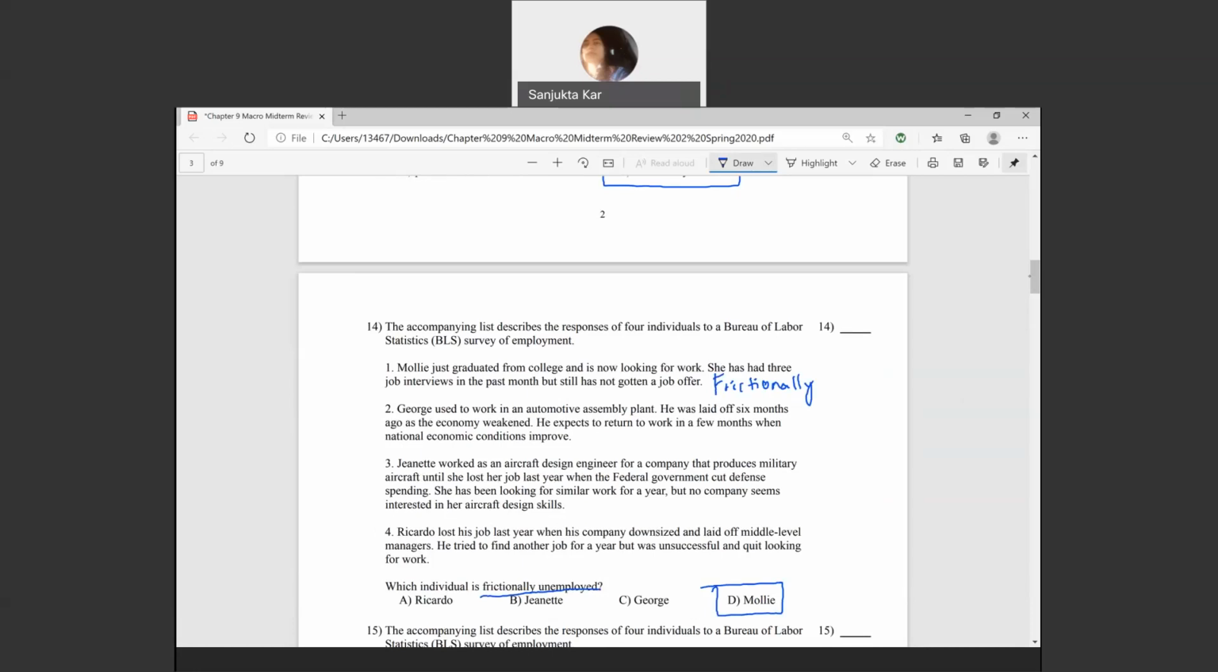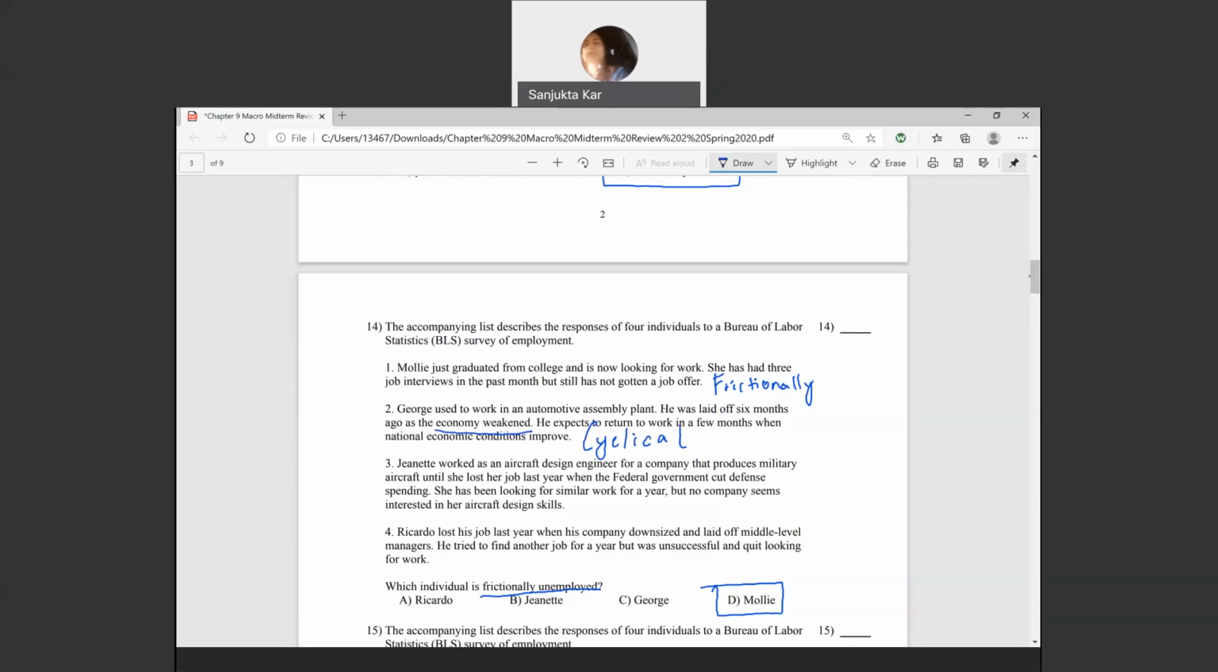Next one, number 2, George used to work in an automotive assembly plant. He was laid off 6 months ago as the economy weakened. He expects to return to work in a few months when national economic conditions improve. This is cyclical unemployment that is related to recessions.